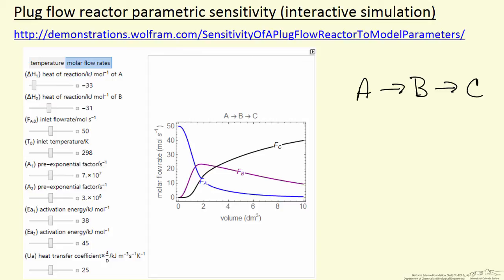So the idea of the simulation, it allows you to change these variables and then look at the behavior of the system. You can plot the molar flow rates as a function of cumulative volume. You can also plot the temperature, since this is a non-isothermal reactor, has heat transfer. The simulation location is given here on the Wolfram demonstration project site. So now we'll go and look at this simulation.